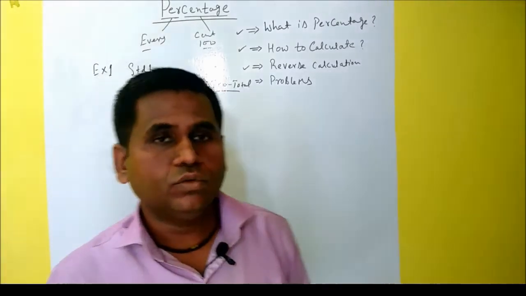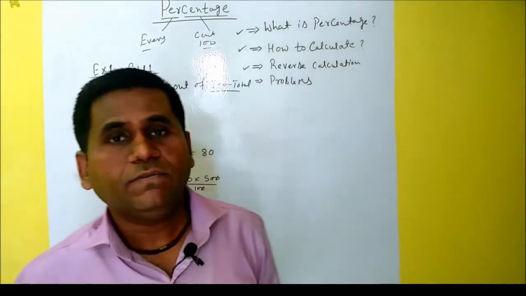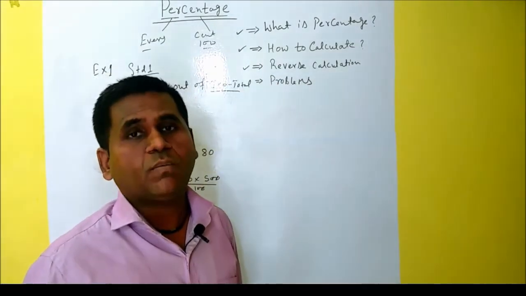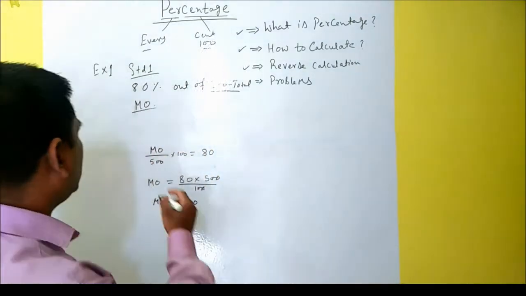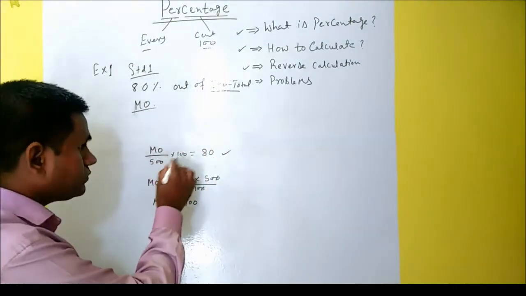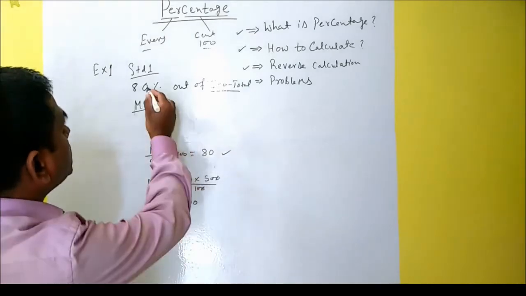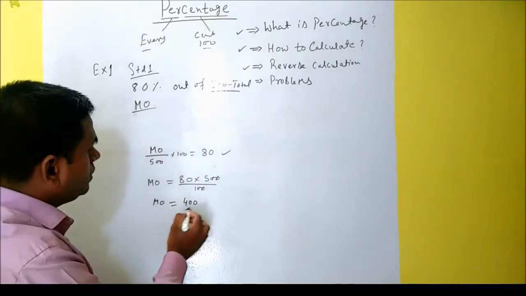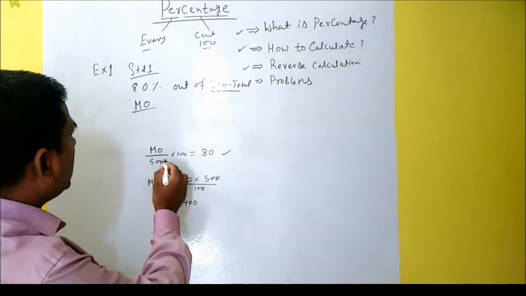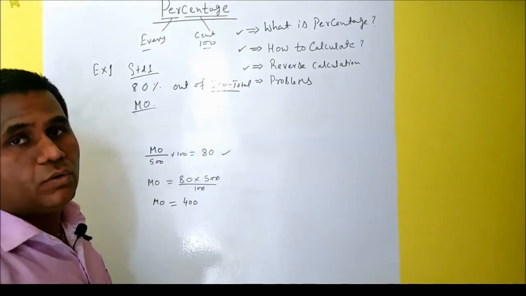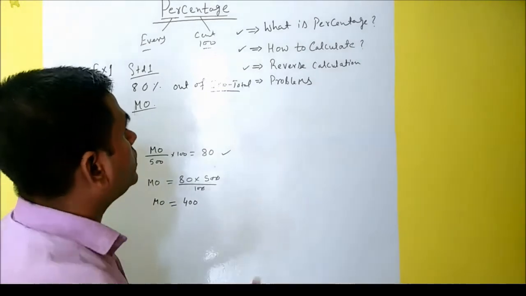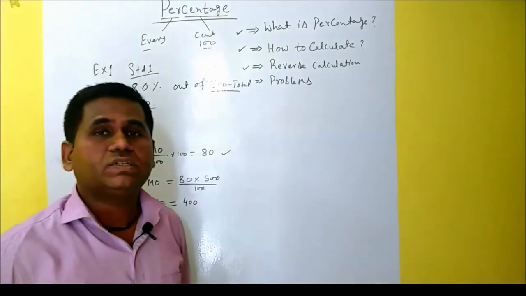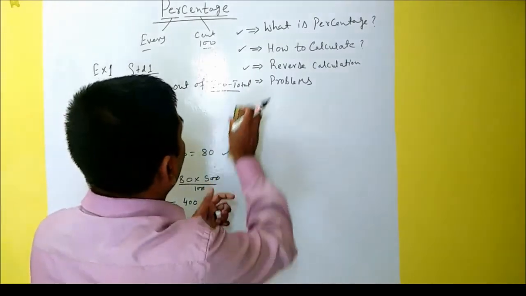So you can do both ways of calculation now. If marks obtained and the total marks are given, you can use this formula to calculate percentage. If the percentage is given and total marks is given, using the same formula, you can replace the values and you can calculate what is the total marks obtained by the student. So we have seen the reverse calculation also. Now we will see some problems for the percentage.